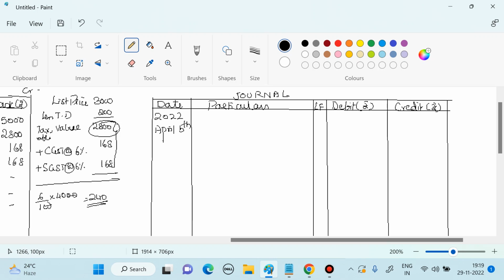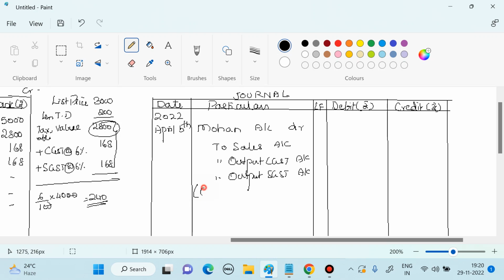Very good, correct. So here also we would have the same thing. Mohan account would be debited, being a debtor, to sales account. Only thing extra is going to be the CGST and SGST, which is being collected from Mohan. So that which is being collected is termed as output CGST account and output SGST account. So this would be the journal entry.